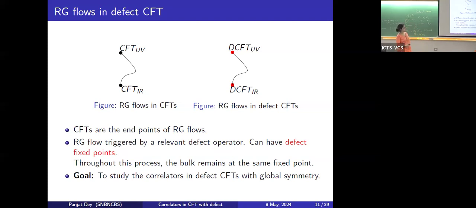And here on the right we have an RG flow in terms of a defect. As I have already mentioned, the defect can be thought of as a relevant perturbation, and this relevant perturbation can trigger an RG flow. So in this case we can have an RG flow from a defect CFT in the UV to another defect CFT in the IR. So the question is whether one can have some non-trivial fixed point in this setup. And are all defects relevant? Yes.